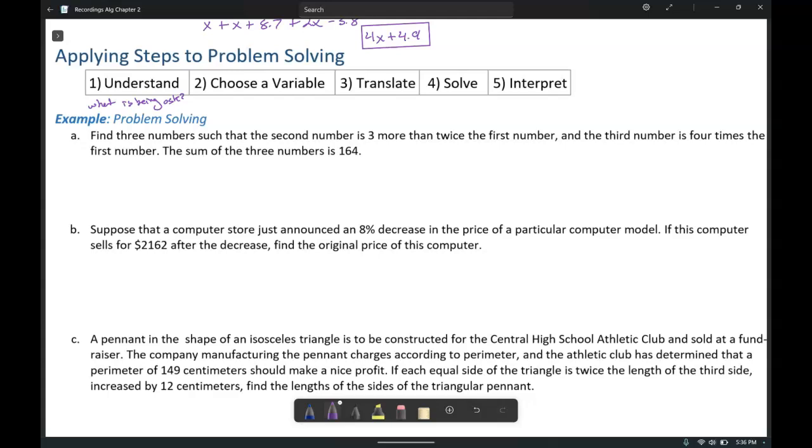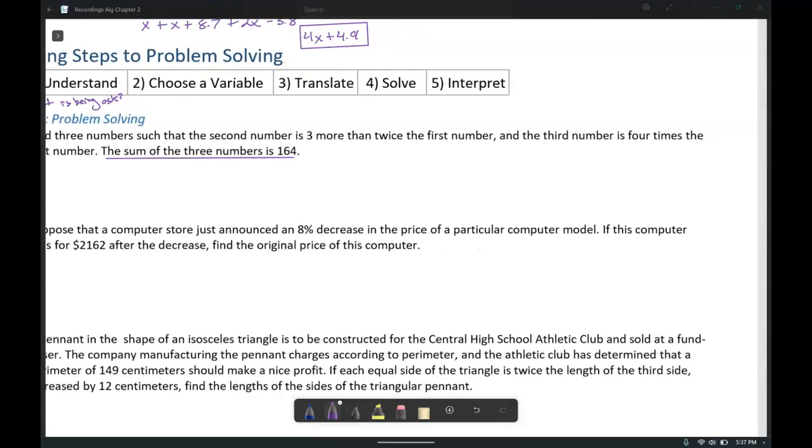So similar to an earlier question, we want to find 3 numbers such that the second number is 3 more than twice the first, and the third number is 4 times the first. The sum of the 3 numbers is 164. So we want to understand in broad terms what it is that we're modeling. Well, we're modeling the sum of 3 numbers. That's the most simple part of it.